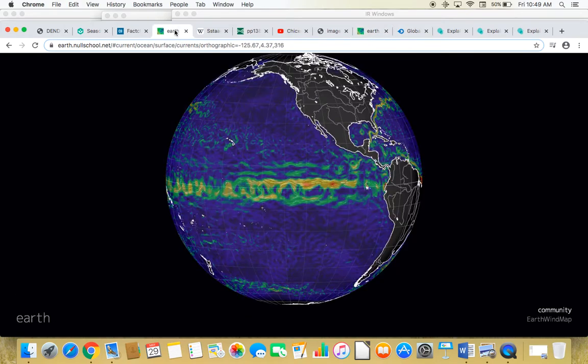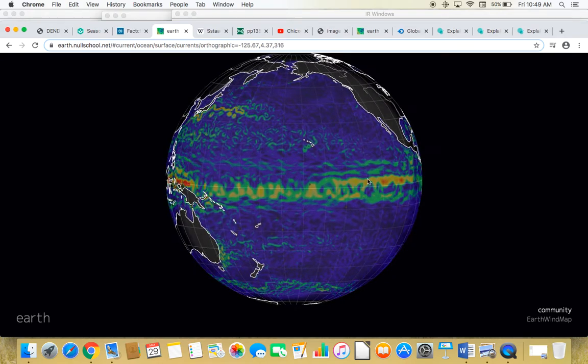What that does is it also affects what happens to the surface ocean currents. If the wind is moving in this direction, the water beneath it at the surface of the ocean is going to do the same thing. So we see ocean currents in the Pacific, at least, are moving from east to west. There are different patterns that occur in other parts of the world because weather is complicated.